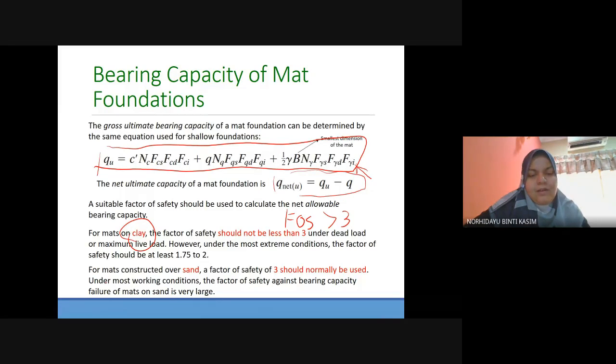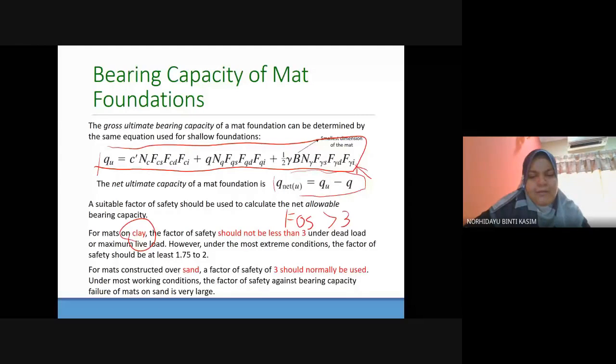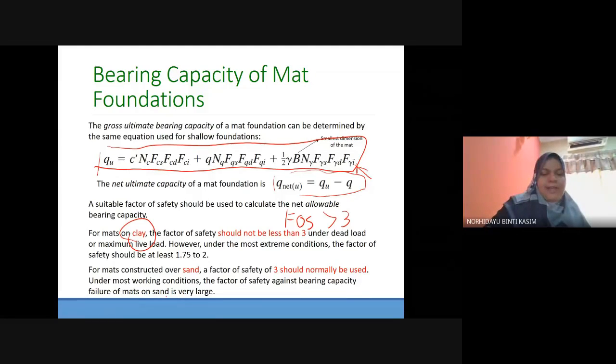For a mat constructed over sand, a factor of safety of 3 should normally be used. Under working conditions, the factor of safety against bearing capacity failure of a mat on sand is very large. Normally you can get an FOS of more than 3 because the soil is good. So you can get a higher FOS compared to clay soil.